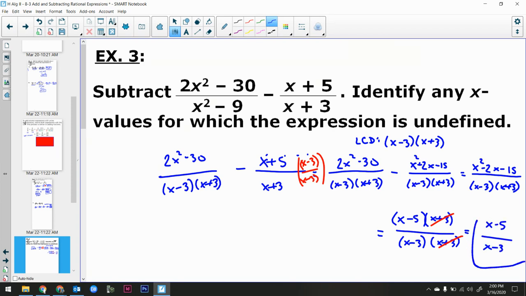Okay, that's my answer. Now, I have to state what x cannot be, right? So you go back to your LCD, say that cannot be equal to 0, right? X minus 3, x plus 3 cannot be 0. So we say x can't be positive 3 or negative 3. I'll just write it like this.